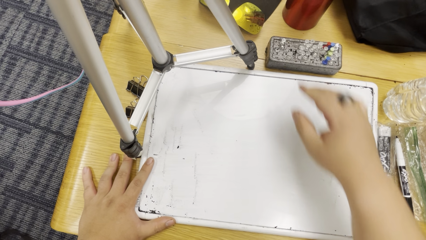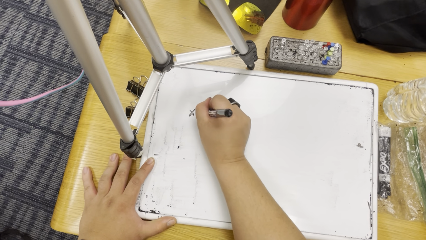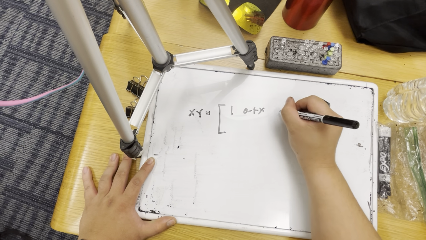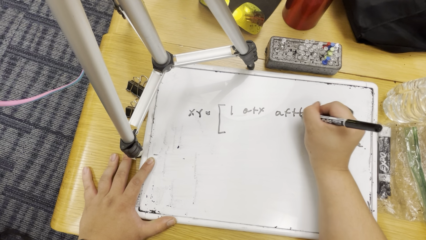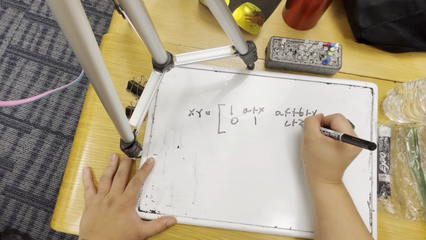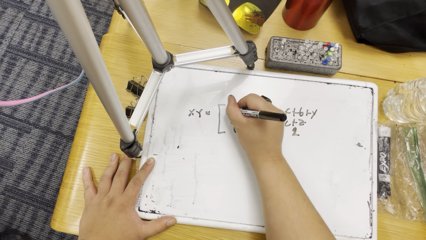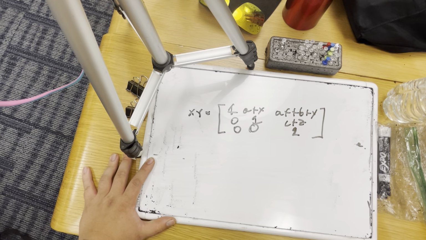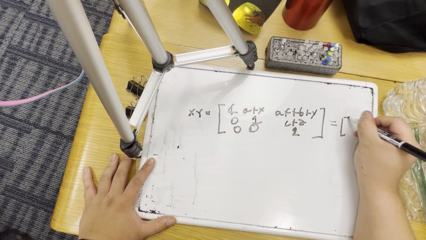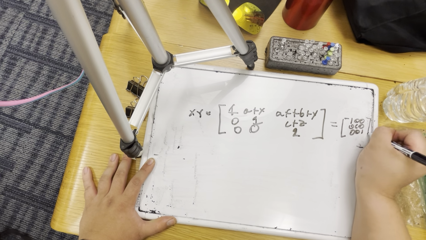And what we'd end up getting here is that xy is equal to the matrix with rows 1, a plus x, af plus b plus y; then 0, 1, c plus z; then 0, 0, 1. Okay?